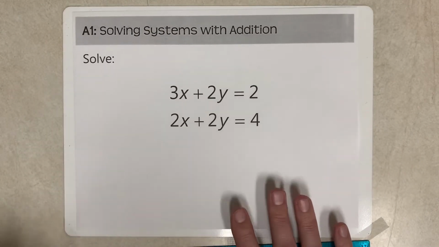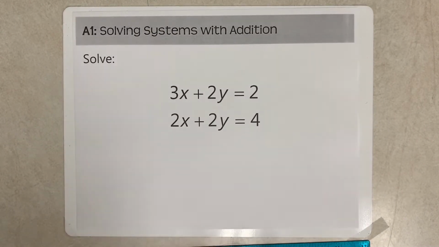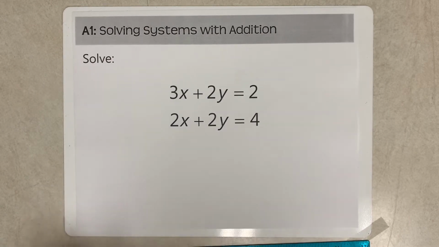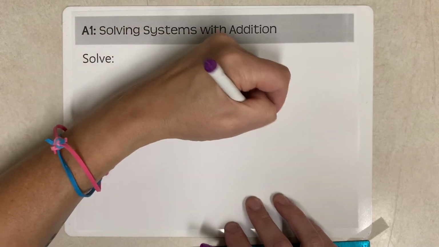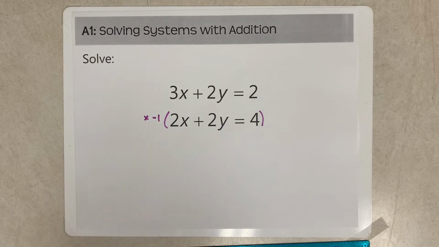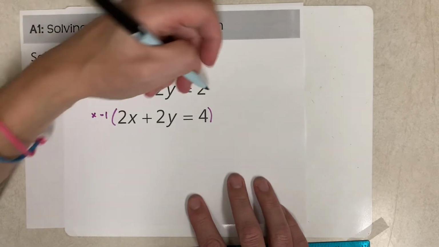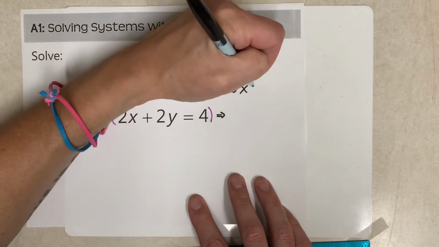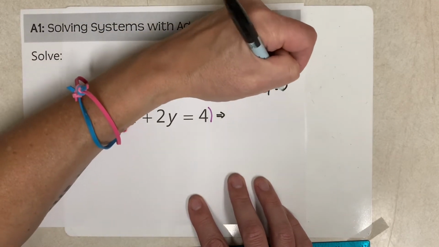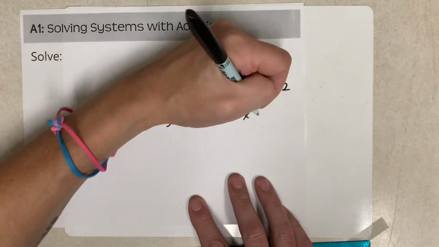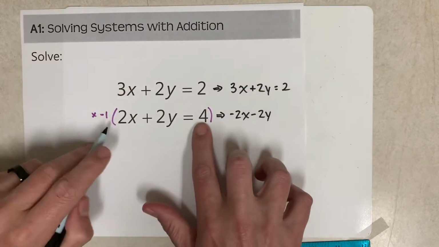So the next one is 3x plus 2y is equal to 2, 2x plus 2y is equal to 4. So I'm going to do the same thing I did last time. I'm going to take this bottom equation and we'll multiply everything by negative 1 and change the signs of everything. So here we go. I got to shift that over. So the top equation is still going to be 3x plus 2y equals 2. The bottom one now is going to be negative 2x minus 2y equals negative 4.